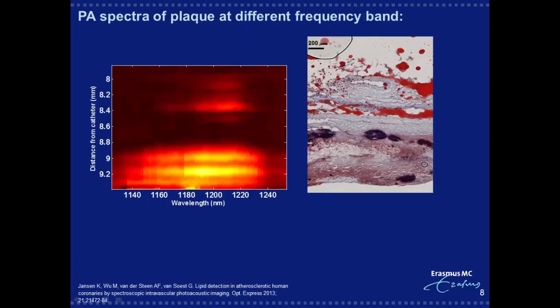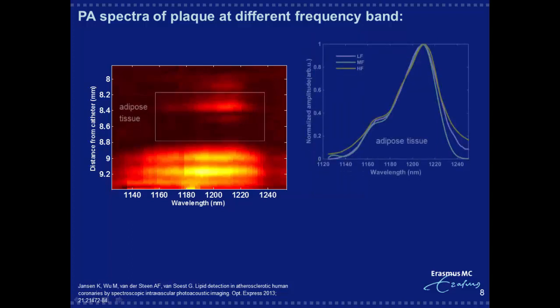So next, let's see about the optical spectrum of this plaque at different frequency band. This is a typical spectroscopy photoacoustic depth profile. You can see different spectrum at different depths. So by looking at this spectrum, you can already see they come from different tissue types. It is also confirmed by the histology, like what you see.